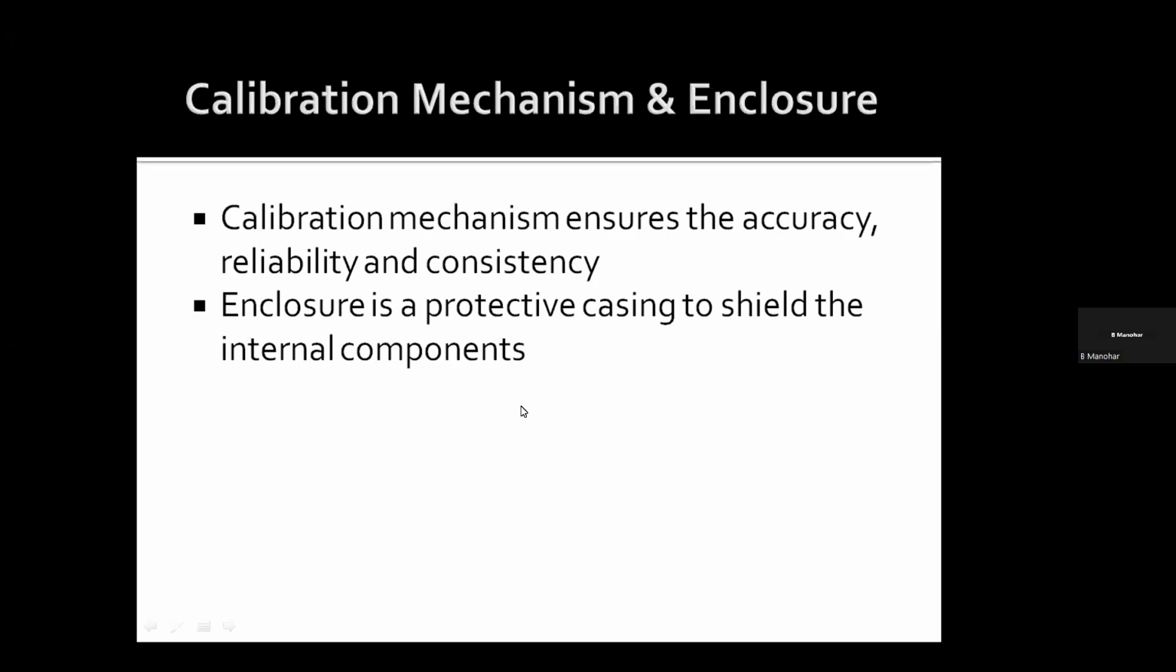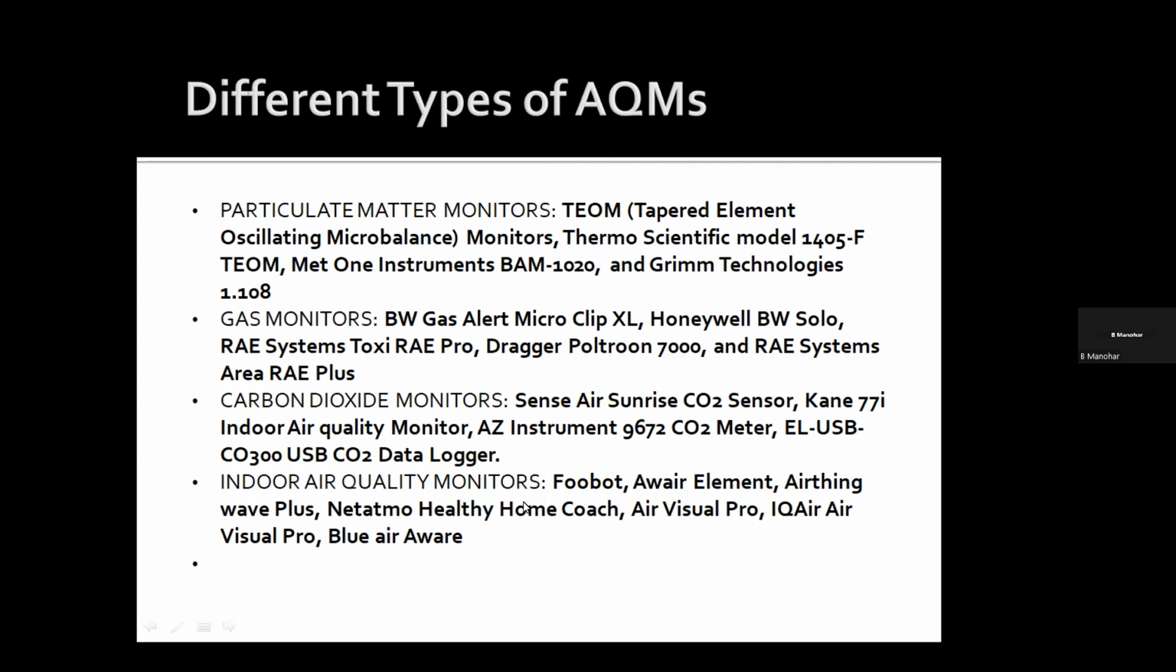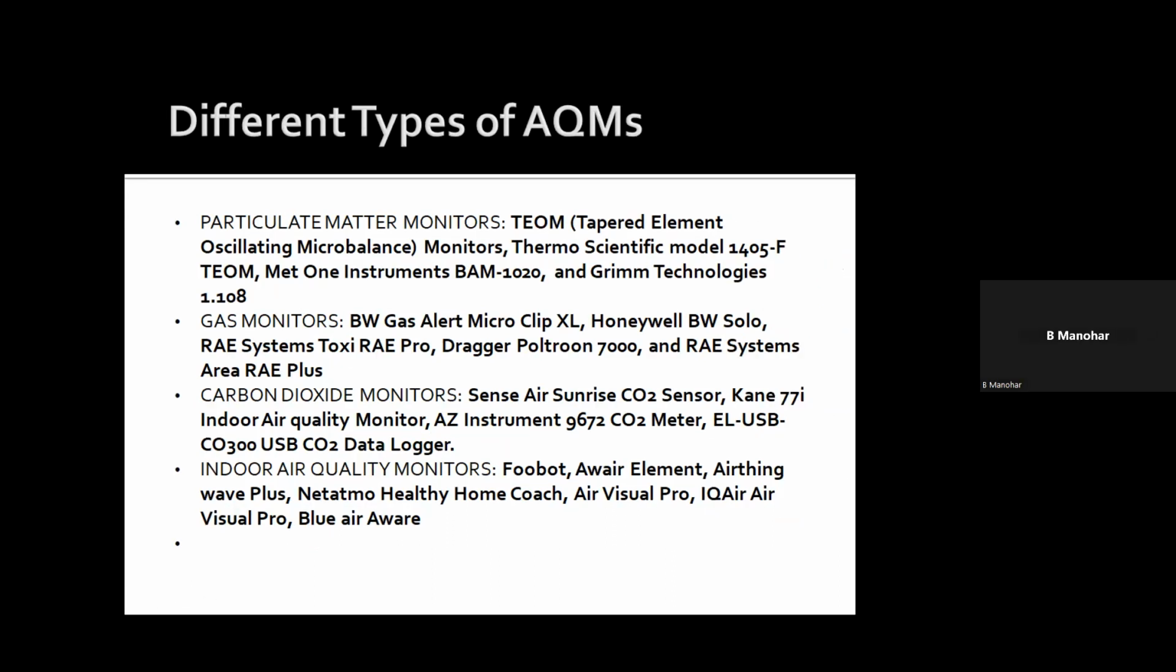And these monitors include the Senseair Sunrise CO2 sensor, and these are some examples of carbon dioxide monitors and indoor air quality monitors. And this can be used in indoor homes and working places, etc., to detect the amount of quality air that we are inhaling every day. And these are the air quality monitors that we have in the market, and there are so many others, but I collected some of those.